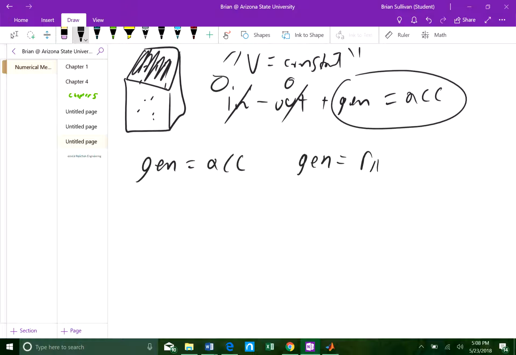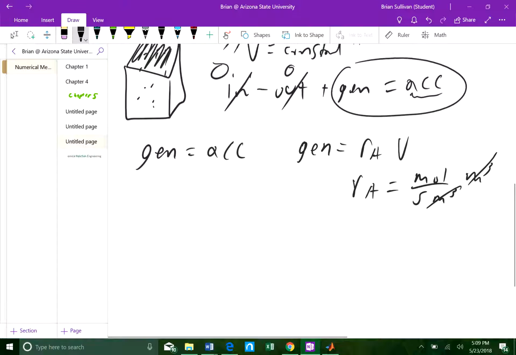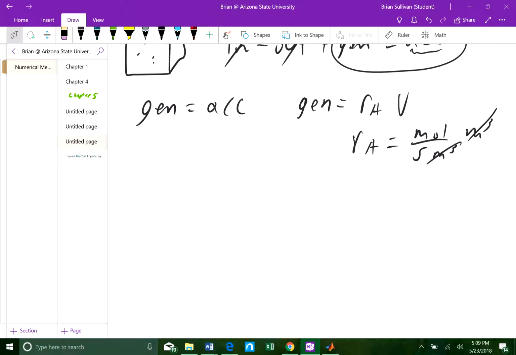It's basically RA times V. The units of reaction rate are going to be moles over seconds meters cubed every time. So if you multiply RA by volume, you're going to get rid of meters cubed, since meters cubed is your volume, and you get a rate, moles per second. And that kind of agrees with the accumulation term. How much is accumulating per unit time? Okay, so we know it's RAV that goes in for generation.